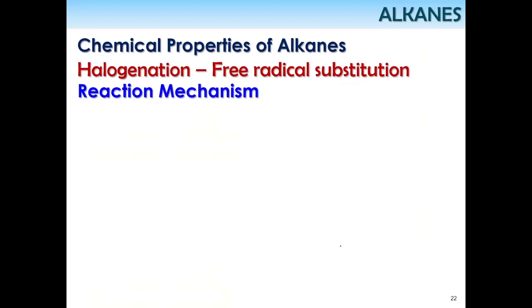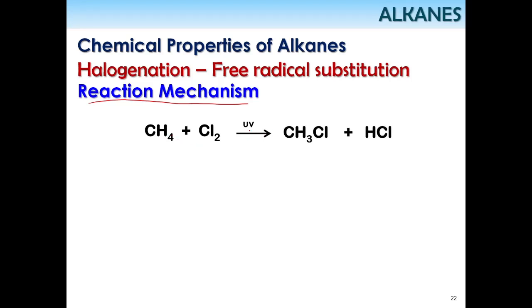Chemical properties of alkane. Still free radical substitution. So we are now looking at reaction mechanism. Reaction mechanism is the movement of electron. Generally, it is about movement of electron. So let's consider this reaction: CH4 plus Cl2, with UV, becoming CH3Cl and HCl. So we want to look at how the electron moves.